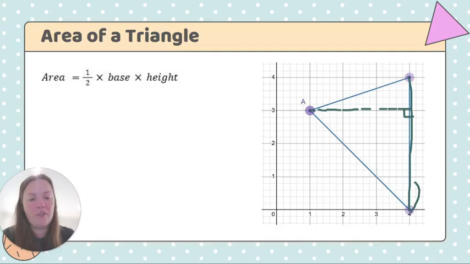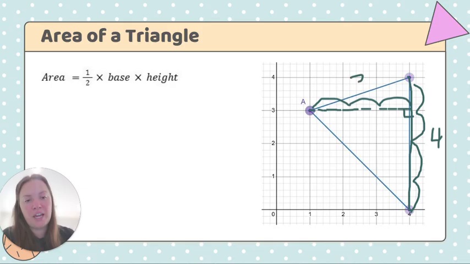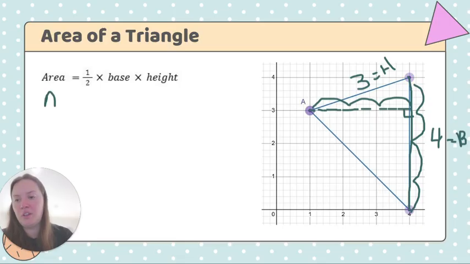So here we have 1, 2, 3, 4, and our height is 1, 2, 3. Okay, so we found our base. This is our base, and this is going to be our height. And we're going to plug it into our formula. Area equals 1/2 base. And remember, we're multiplying here. This is a multiplication of the base and the height.